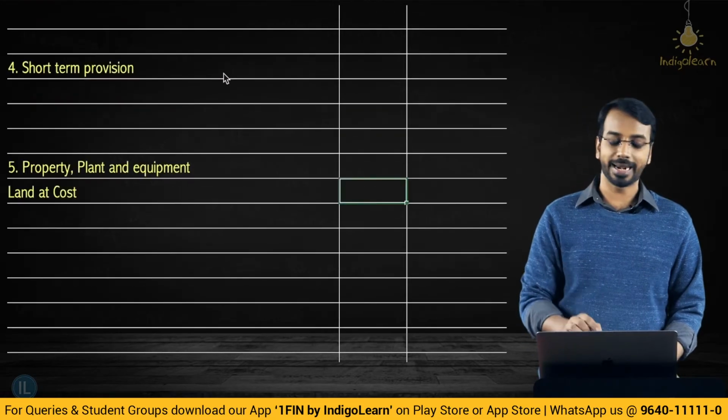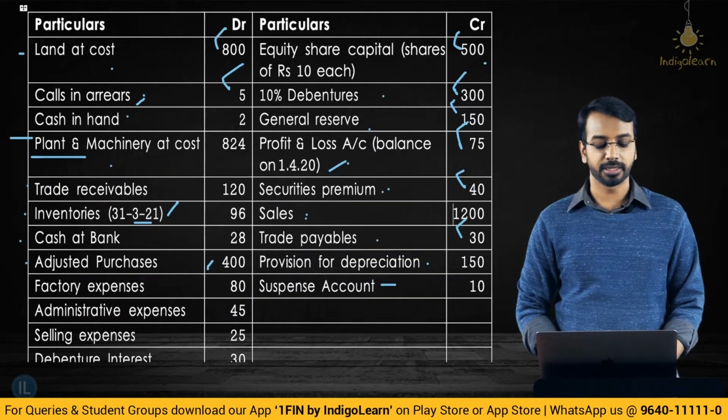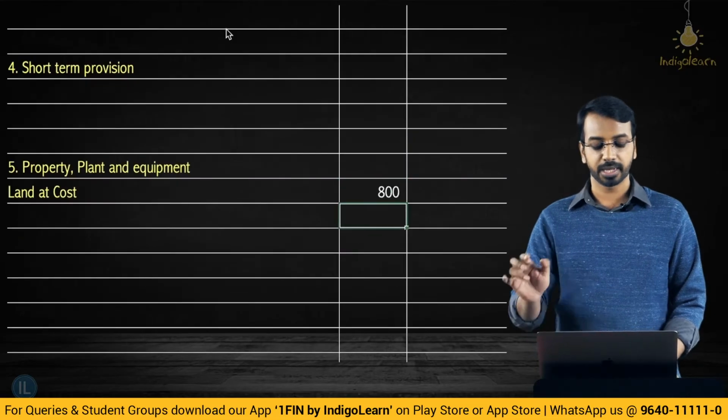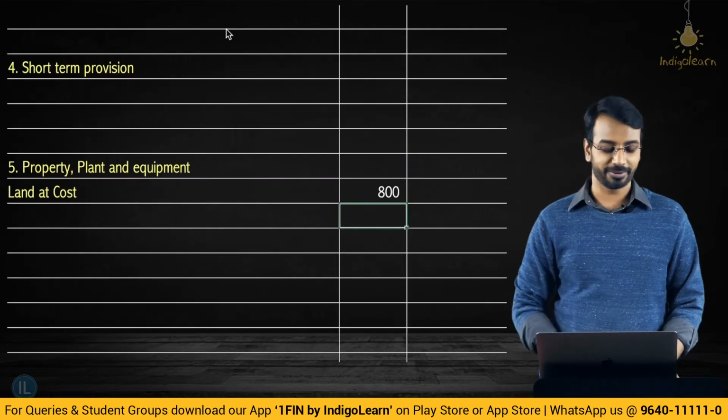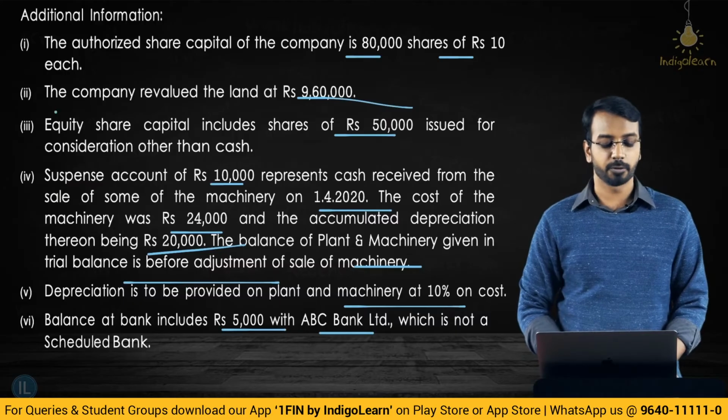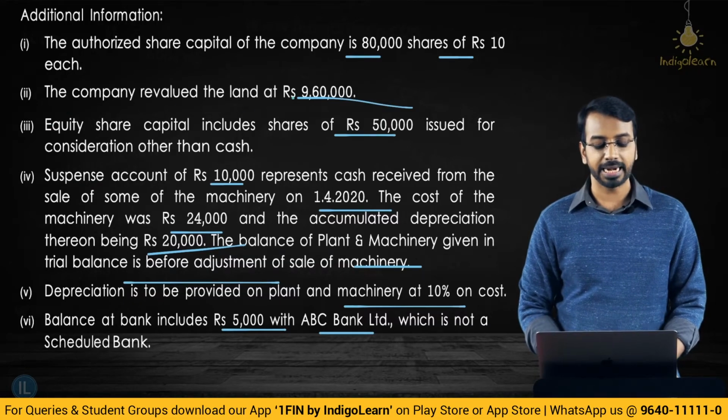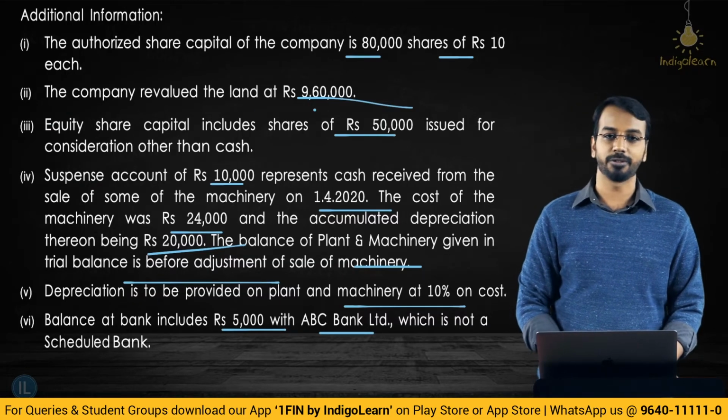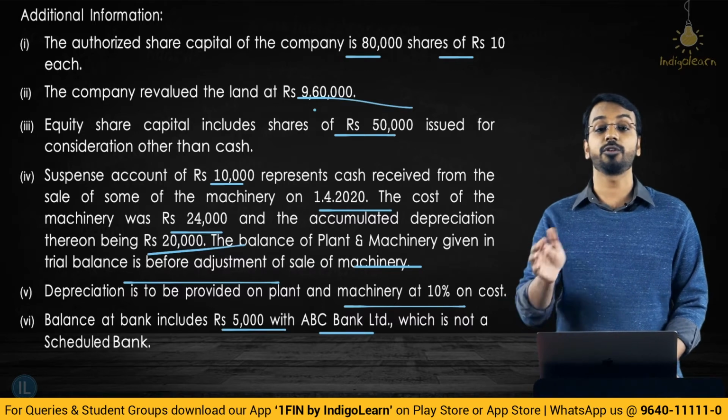Now what is land at cost? Land at cost is 800. So we'll take this amount 800, you can plot it here, right? Now there is additional information, right? What is the additional information? Additional information says the company revalued the land at rupees 9,60,000. Means from 800 we have to move it to 960.